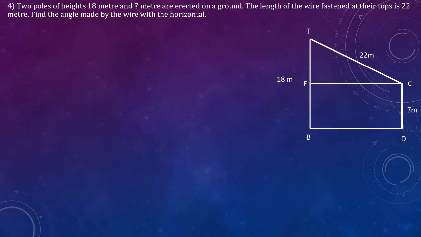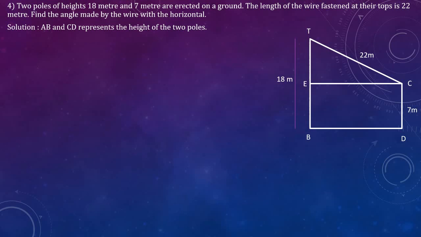Now let us see the fourth question. Two poles of height 18 meter and 7 meter are erected on a ground. The length of the wire fastened at their tops is 22 meter. Find the angle made by the wire with the horizontal. So we need to find the angle made by the wire with the horizontal or the ground. So let us see the solution.